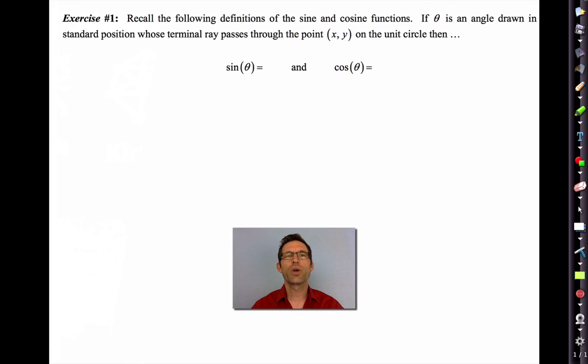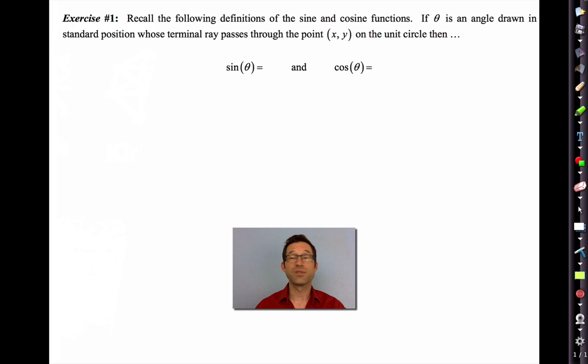All right, recall the following definitions of sine and cosine. If theta is an angle drawn in standard position, whose terminal ray passes through the point (x, y) on the unit circle, then the sine of theta is what, and the cosine of theta is what? Try to fill in what's at the end of those equal signs. Pause for a minute.